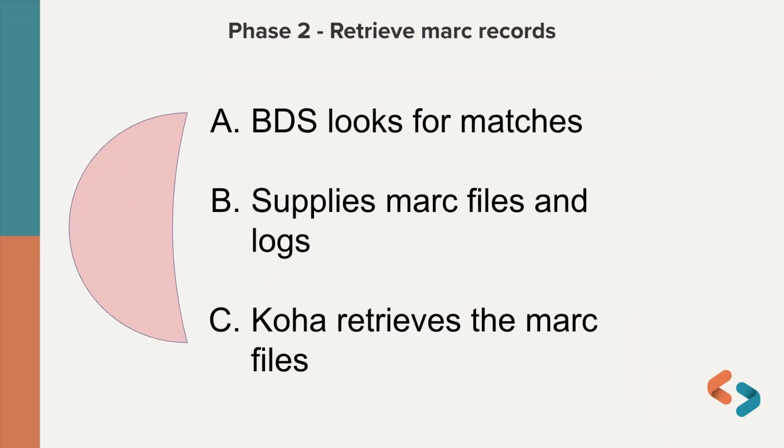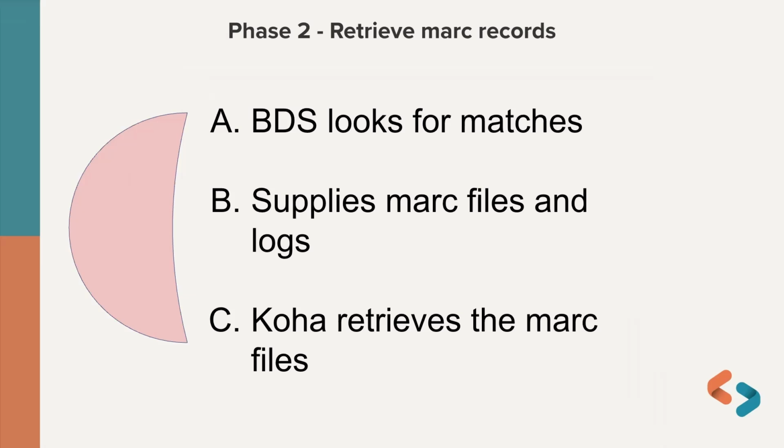Phase two: BDS has a routine that runs at half past every hour, where they take your ISBNs and they look for matches in their database to see whether they've got some nice new MARC records to supply for us. And if they have, they will supply those MARC files and put them in a particular folder. And as I was looking at this recently, I realized there's actually quite a lot more in there than we even use. There's a lot of logs in there.